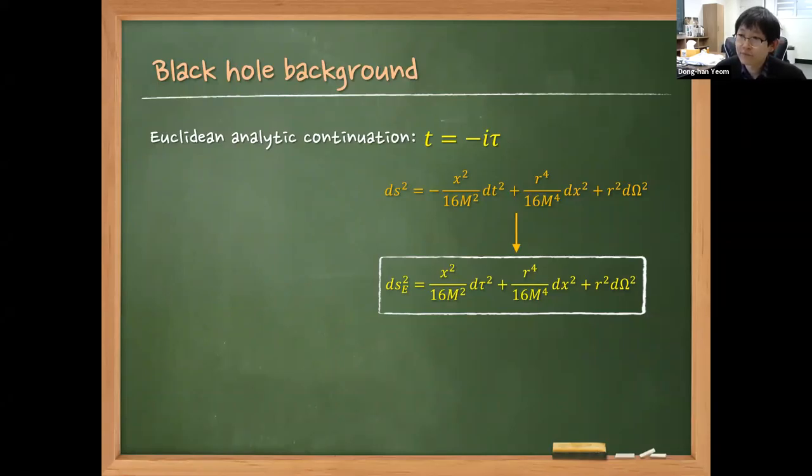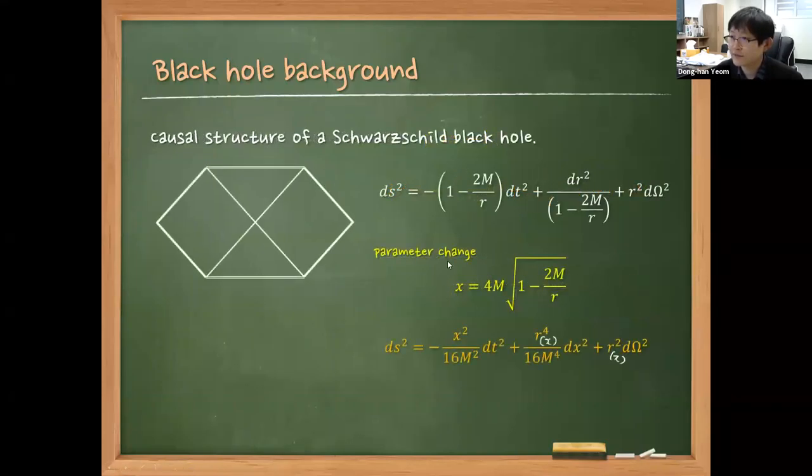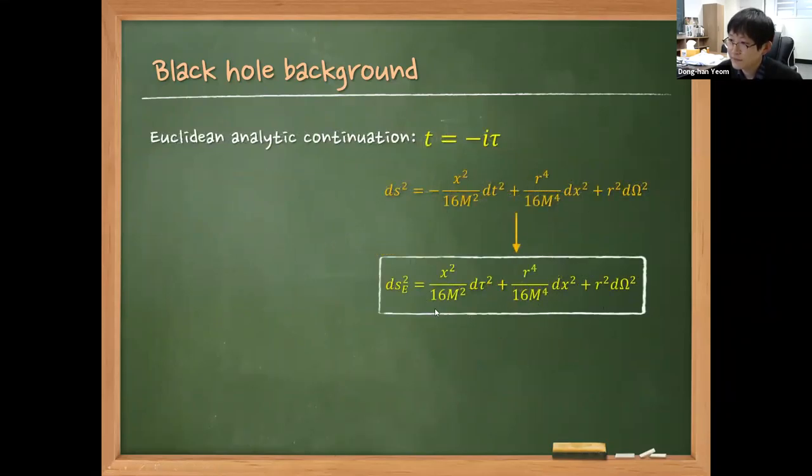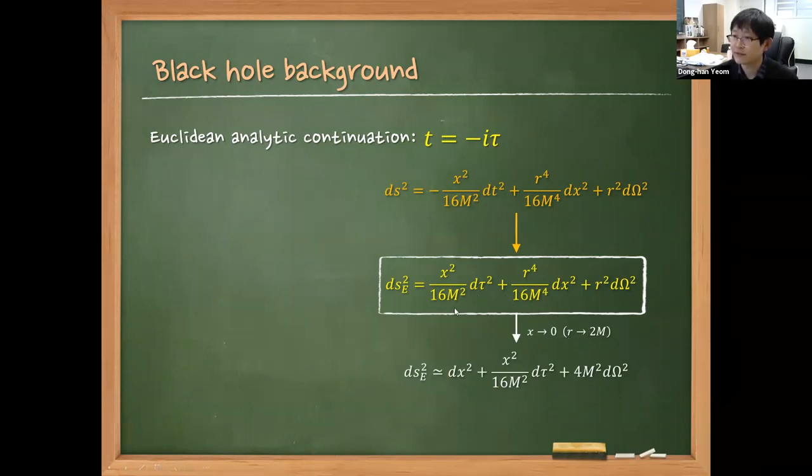Now, of course, the manifold might be well defined, but we may ask the question, what happens at the horizon, because this coordinate change only covers the outside of the horizon. If r is less than 2m, then this metric is not well defined. So this means that this metric presentation only covers the outside of the event horizon. Then what happens near the event horizon? This is the question. So as r goes to 2m, the x variable goes to zero. And then we can present the metric approximately near the horizon. And then the geometry looks like this.